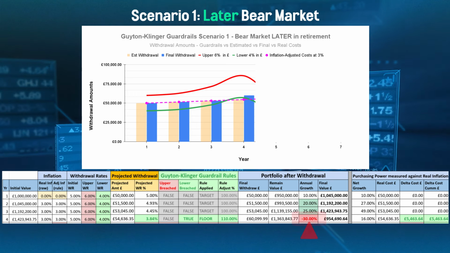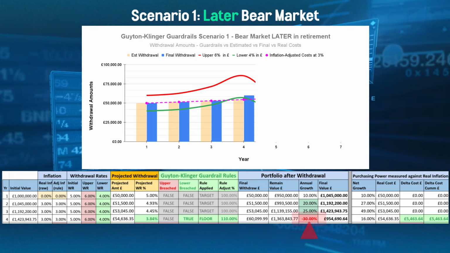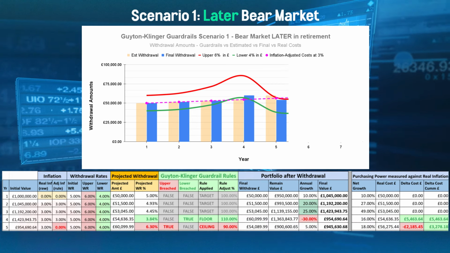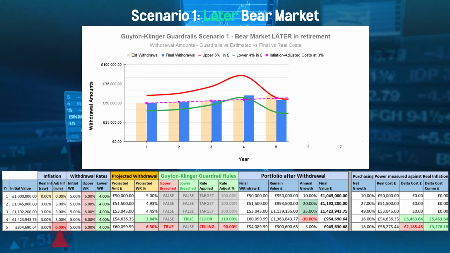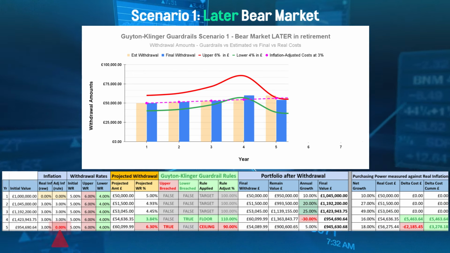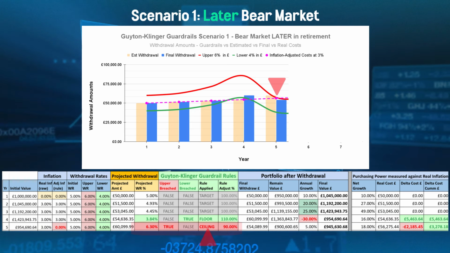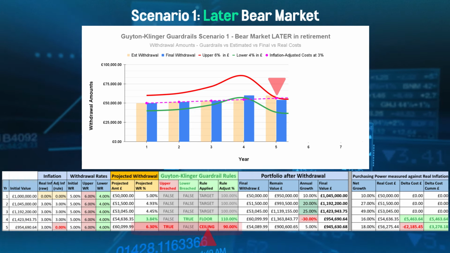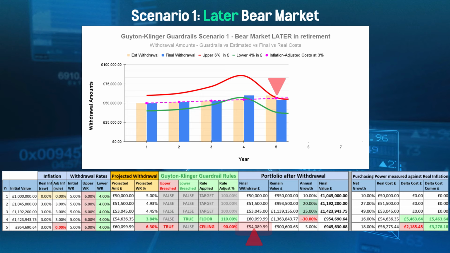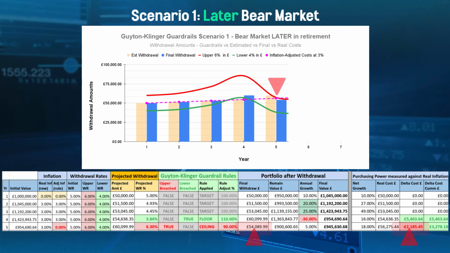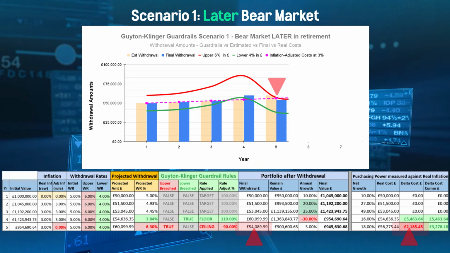Now, let's suppose we hit a bear market at this point, with the portfolio value declining 30%. As you'd expect, the projected withdrawal for year 5 will not be adjusted for inflation, due to the negative performance in the prior year. Due to the significant drop in the portfolio value, we immediately breach the upper guardrail threshold in year 5, resulting in a 10% pay cut, dropping from the projected withdrawal of £60,100 to £54,100. This puts us £2,200 below the real cost of living, had our withdrawals been adjusted for inflation every year.